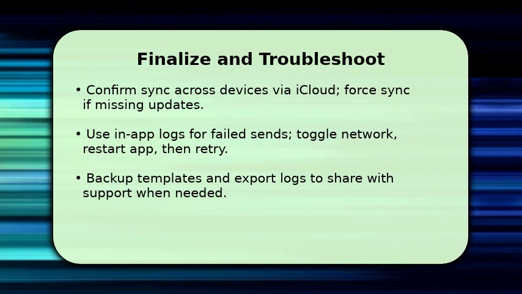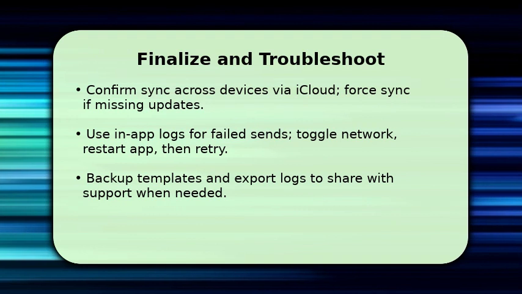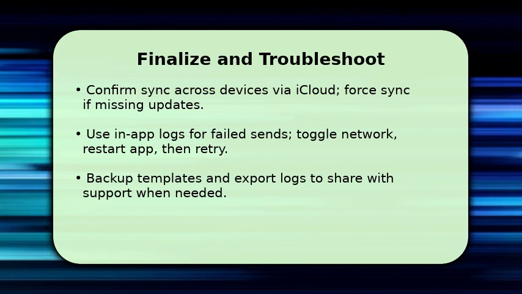If an update fails, inspect the in-app logs to see whether it's a network, permission, or content error. Then toggle Wi-Fi or cellular, force quit and reopen the app and retry the send. If problems persist, export the error log and contact support.